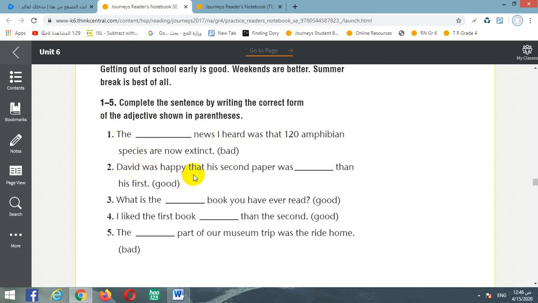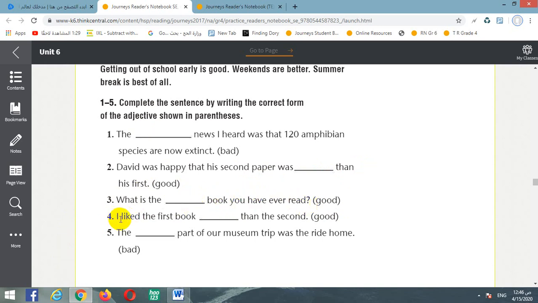Number two, David was happy that his second paper was ___ than his first. Good. So good, comparative will be better, superlative will be best. Here we have than, so it's better than. Number three, what is the ___ book you have ever read? Good, also it will be either better or best. The, so it will be the best book. What is the best book you have ever read?